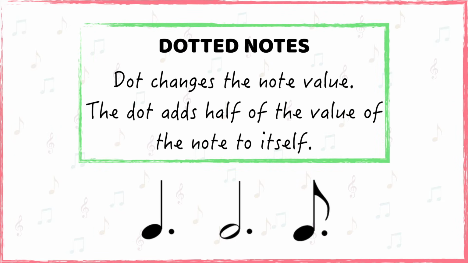A dot is placed after the note to indicate a change in the duration of a note. A dot adds half of the value of the note that it is attached to. Let's look at the examples.